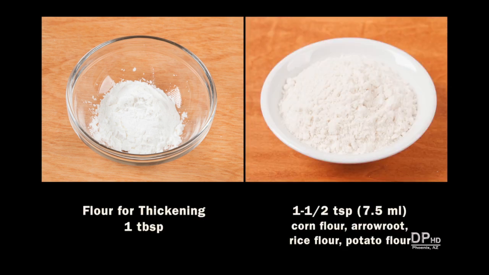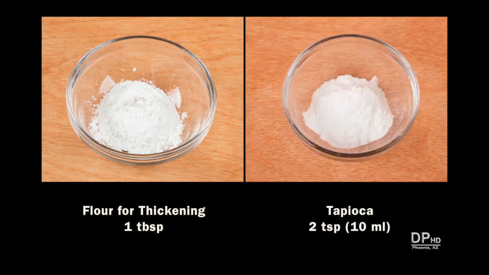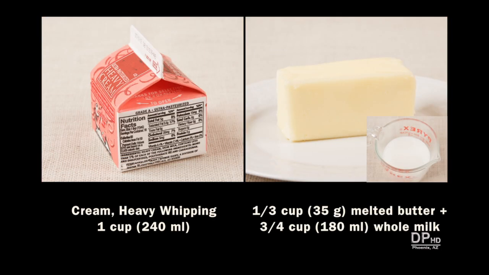If you have celiac disease or don't want to use wheat flour to thicken, you can substitute 1.5 teaspoons of corn flour, arrowroot, rice flour, or potato flour for each tablespoon of wheat flour. You can also substitute 2 teaspoons of tapioca for each tablespoon of wheat flour. For heavy cream, substitute 1/3 cup of melted butter plus 3/4 cup of milk.